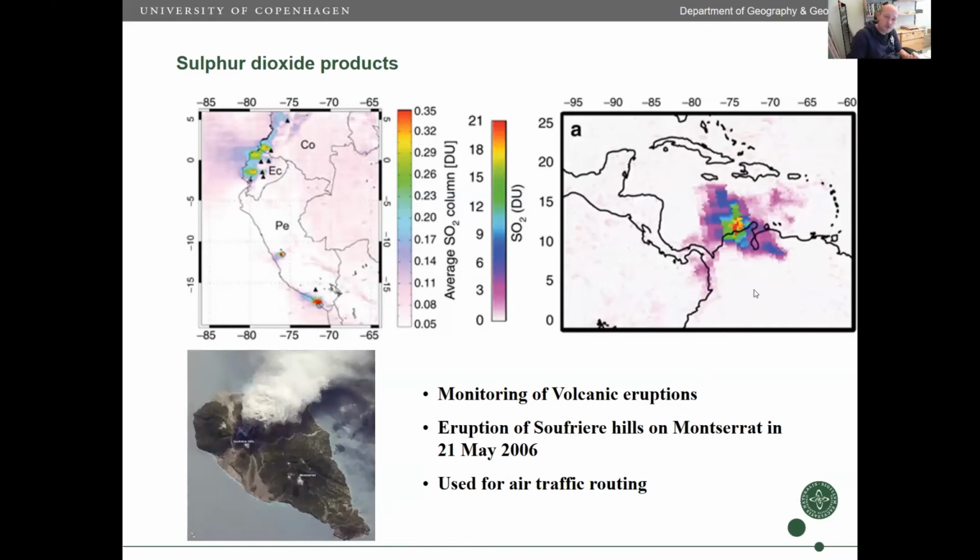So if one would only go by the location of the volcano, maybe the airplanes would avoid this part here. But as you can see, a lot of the actual emitted sulfur dioxide from the volcano is blown away like this, and therefore, when routing the airplanes, one should avoid this area rather than this area.